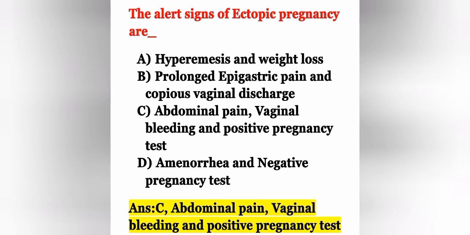The alert sign of ectopic pregnancy is option C, abdominal pain, vaginal bleeding and positive pregnancy test. In the previous question, we already discussed the classical triad symptoms of ectopic pregnancy: amenorrhea, vaginal bleeding and abdominal pain. Amenorrhea means absence of menstruation, that is, a positive pregnancy test.